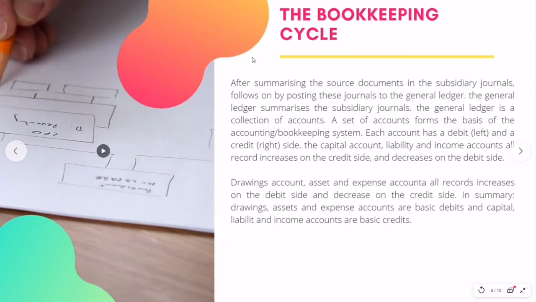The capital, liability and income accounts all record increases on the credit side and decreases on the debit side. So if you can remember the three golden rules, your accounts will increase on the credit side for owner's equity as well as liabilities. The drawings account, asset and expense accounts all record increases on the debit side and decreases on the credit side. If the owner takes items, inventory, from the business, which is drawings, we will record that on the debit side of owner's equity because we are decreasing the worth of the business by taking items out of the business.